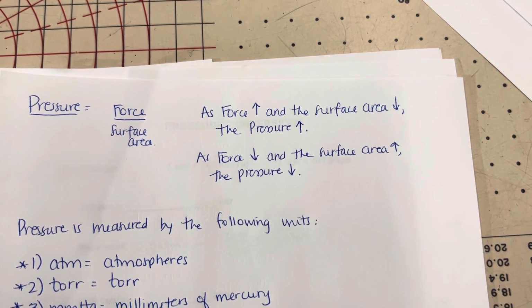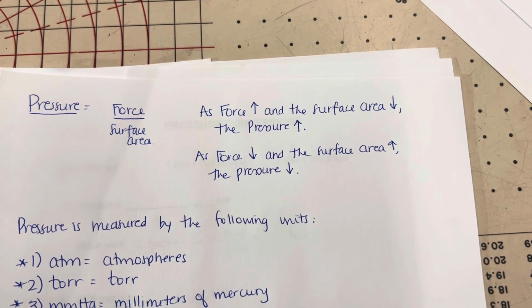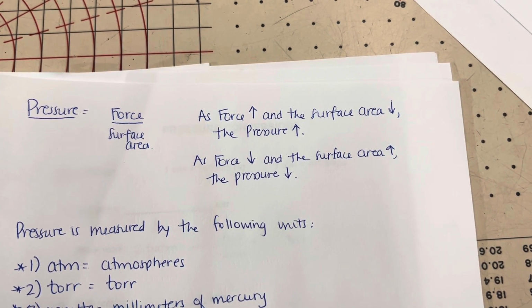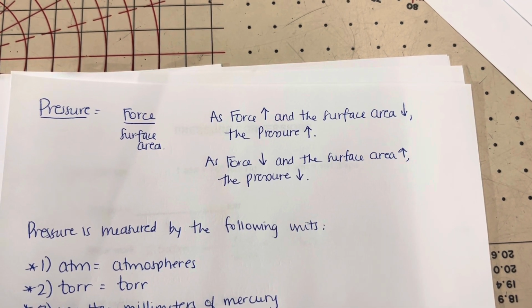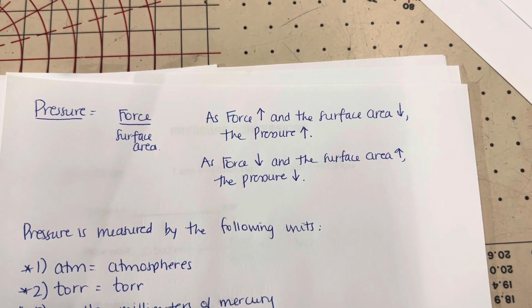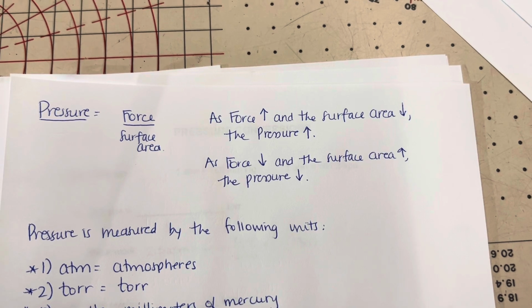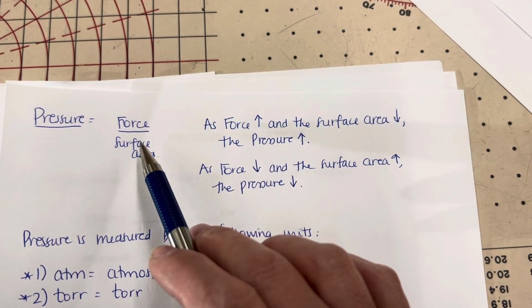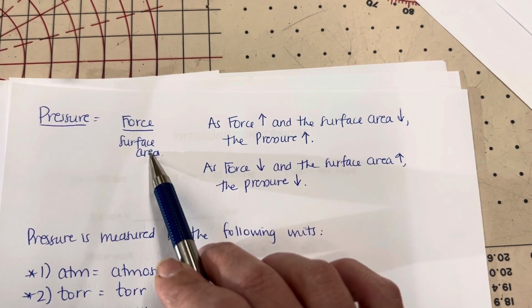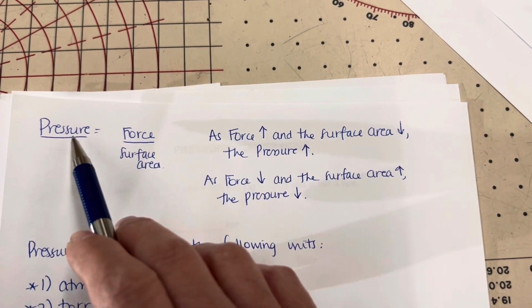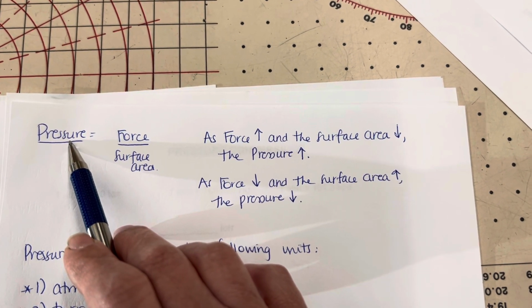Now, if you flip your writing utensil over so that the pencil lead end is in the palm of your hand, would you want to apply the same force? And the answer to that is no, because it's going to hurt. Your force is going to stay the same, but my surface area got much, much smaller. So when my denominator becomes smaller, that means that my pressure goes up.